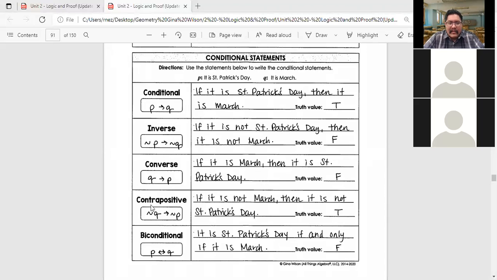Okay, and contrapositive goes off of the converse. You can kind of tell because they both start with the word con. So con, they're both flipped order. So if it is not March, then it is not St. Patrick's Day. So it's any other month, then it can't be St. Patrick's Day. That's true because there's only one St. Patrick's Day in a year, and that is March. So that would be true.